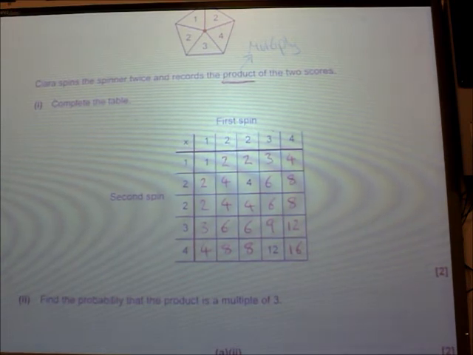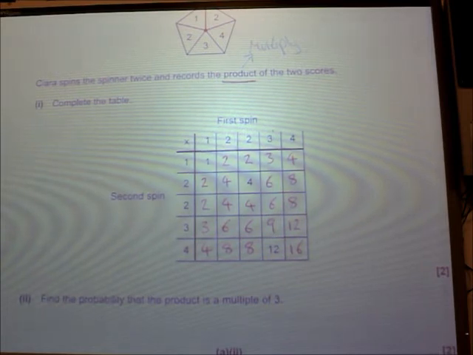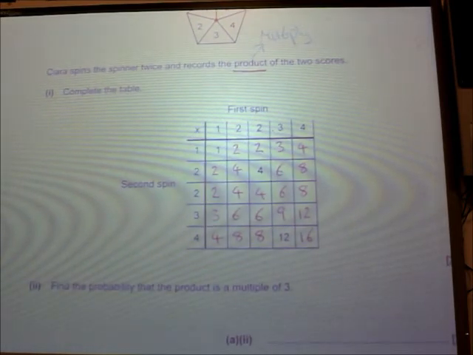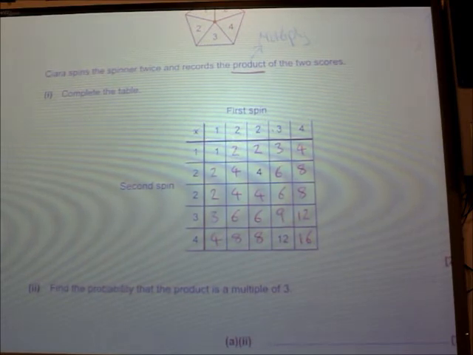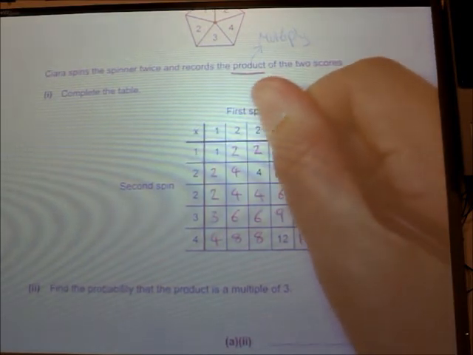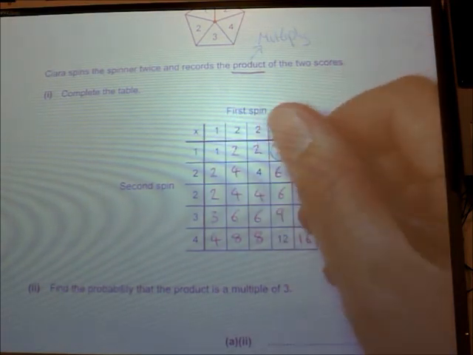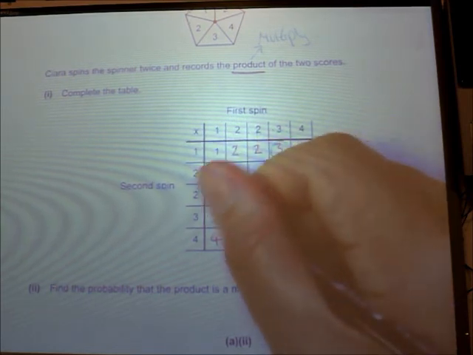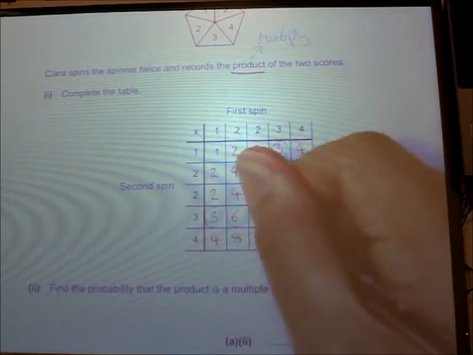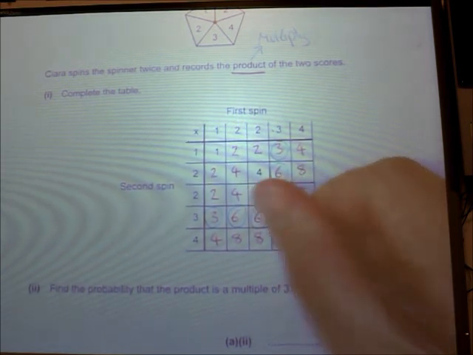Next one, find the probability that the product is a multiple of 3. Well, what you need to do is go through here and see which of these numbers are a multiple of 3. So let's just go through it one at a time. So that 3 is a multiple of 3. 6 is a multiple of 3, and again 6 there. You've got 3 is a multiple of 3, all of these ones it will be. And then 12 is also a multiple of 3.